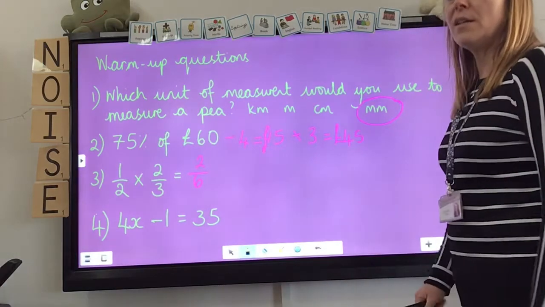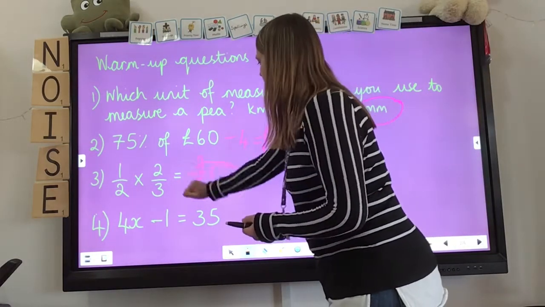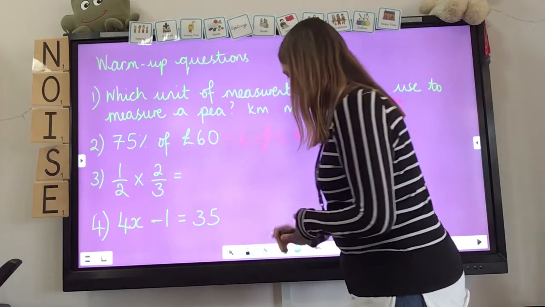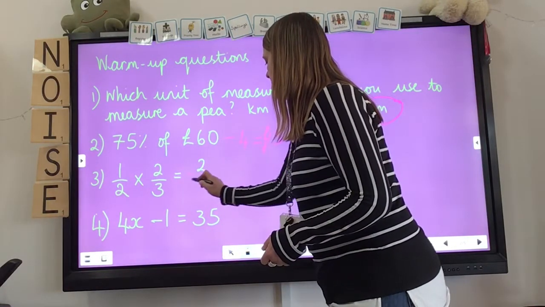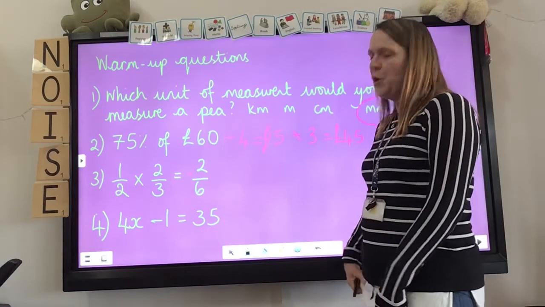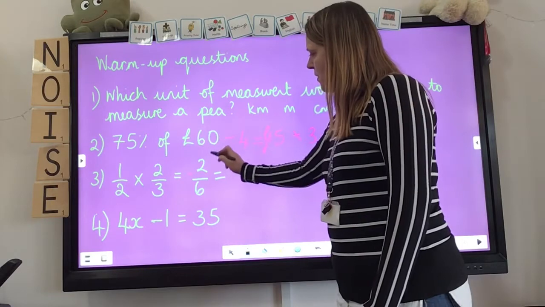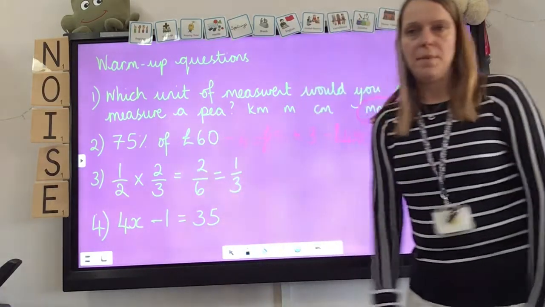So I've just realised that the pink doesn't show up very well, does it? Let's change it back to green. So we had 2 over 6. And 2 is a factor of both 2 and 6, so we can simplify that by dividing top and bottom by 2 to give us 1/3 as a fraction in its simplest form.